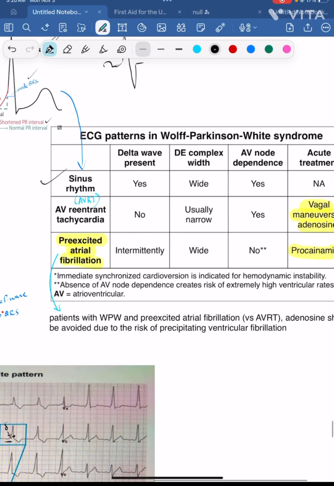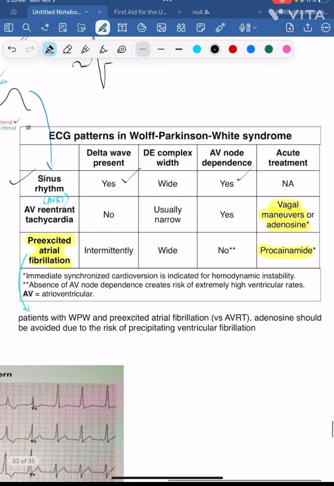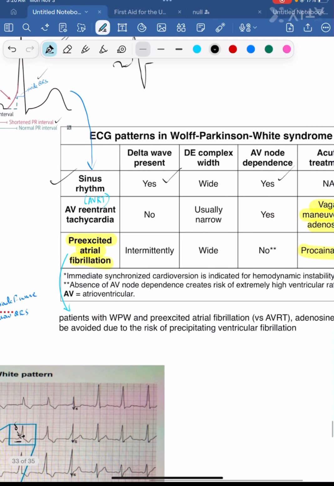Okay, so if you see a delta wave in sinus rhythm, it is dependent on the AV node, and there's no need for treatment. AVRT means there's no delta wave because there's a re-entrant circuit, right? The complex width is narrow, okay, a narrow complex is there, and it is dependent on the AV node. Yes, because the current flows from the AV node and then goes to the ventricle and then re-enters the atria. That's why it is dependent on the AV node.